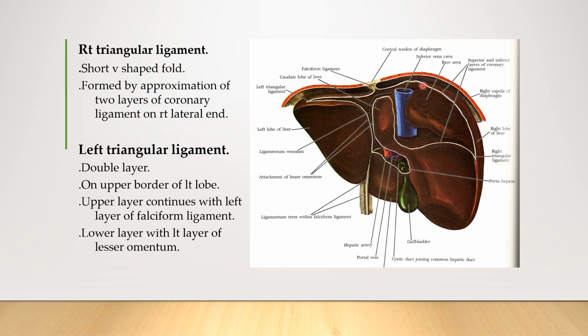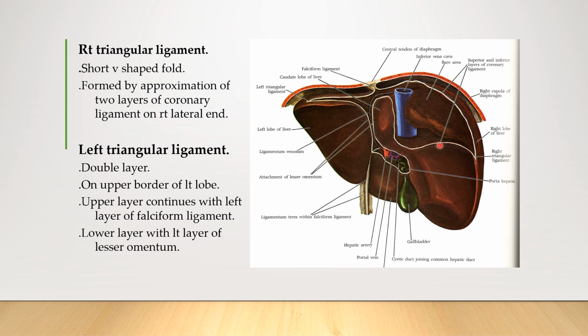So you see, this is the superior layer of the coronary ligament, and this is the inferior layer of the coronary ligament, and these two meet at the right lateral end. They approximate at the right lateral end and form the right triangular ligament. So this superior layer of the coronary ligament becomes continuous with the right margin of the falciform ligament. So you see, this is the right margin of the falciform ligament that becomes continuous with the superior layer of the coronary ligament on the right side, and the superior and the inferior layer converge together at the right lateral end to form the right triangular ligament.